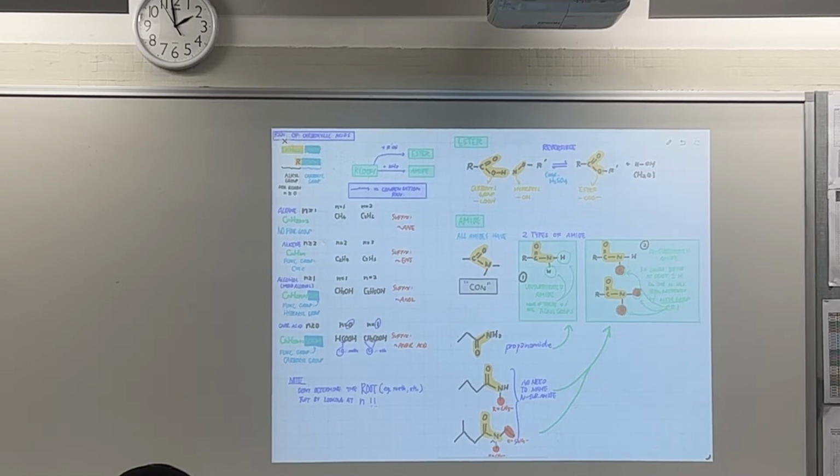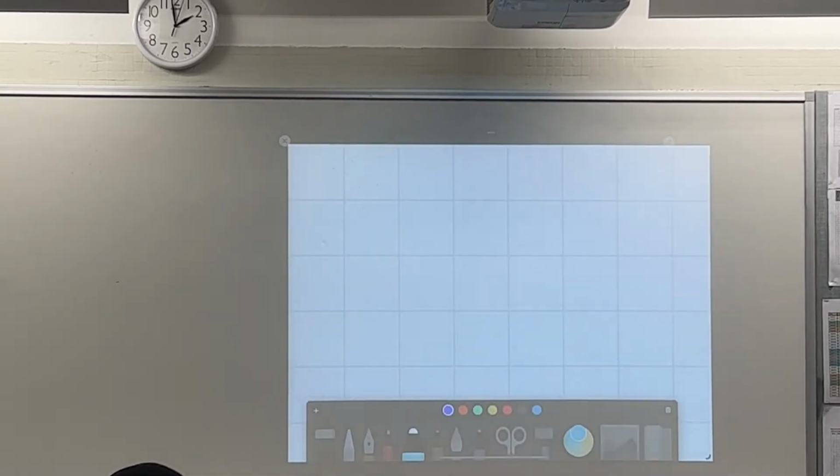So any question on this part first? No. Okay, so we have two routes for making an amide. So two ways to make an amide. But there's only one way to make an ester, at least at this level. Okay, so two ways to make amide.